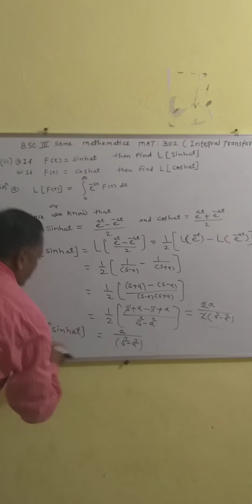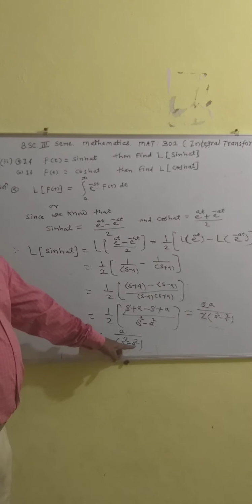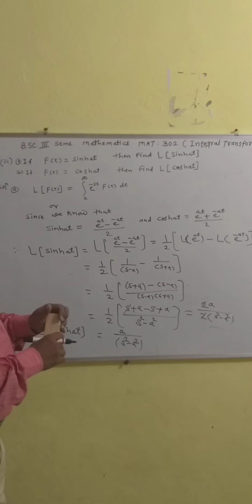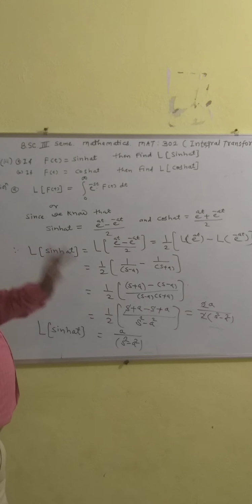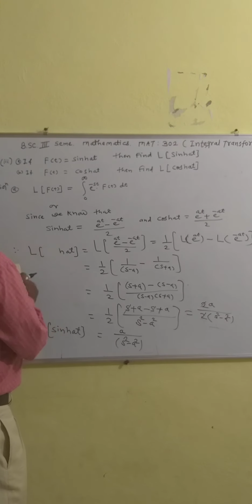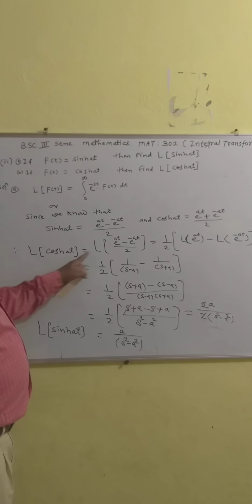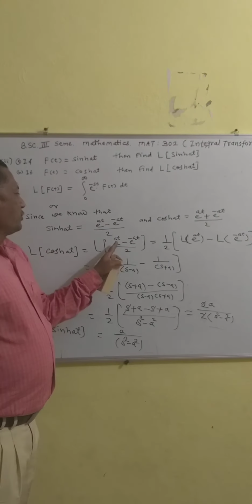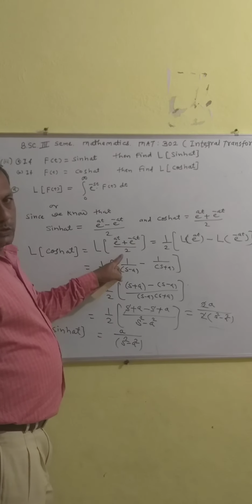A is any constant. A upon s square minus a square. So this is the Laplace transform of hyperbolic sine at. Similarly, we see the Laplace transform of cosh at. Instead of sinh at, you take cosh at, which is equal to e raised to at plus e raised to minus at upon 2.